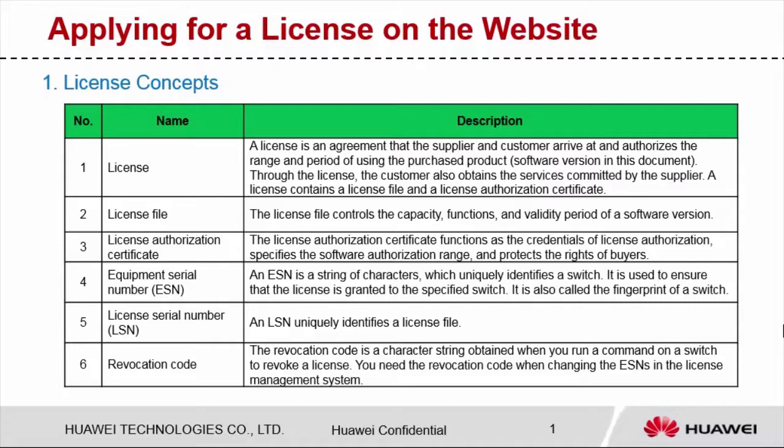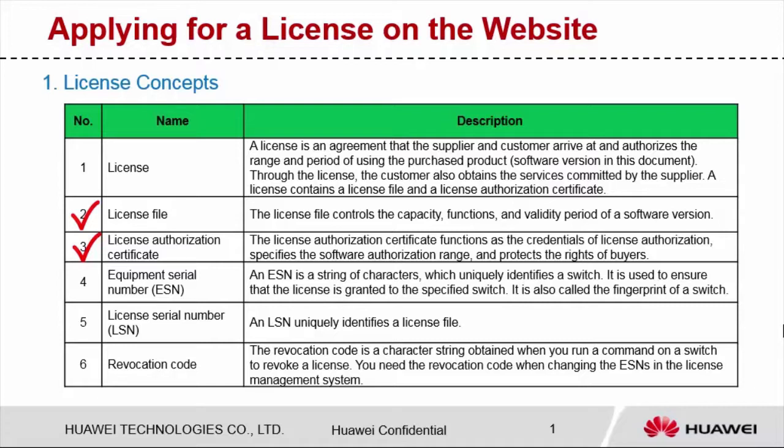1. A license is an agreement that authorizes the range and period of using the purchased product. The customer can use the license to obtain the services committed by the supplier. 2. The license file and license authorization certificate are carriers of the license. The license file controls the capacity, functions, and validity period of a software version. The license authorization certificate functions as the credentials of license authorization.